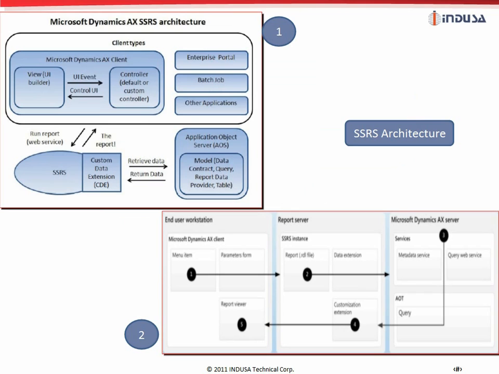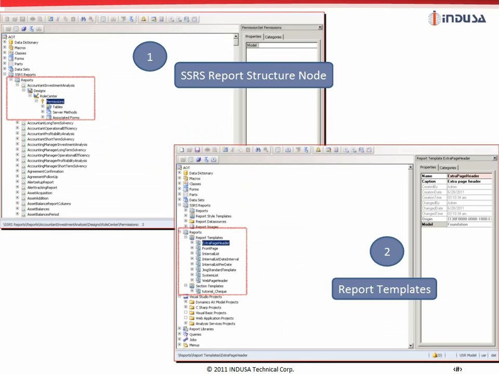The screenshot shown here shows the SSRS architecture. The second screenshot shows the path of the creation of the reports, starting from the menu items originating from AX client and end-user workstation, SSRS instance, and report server to the services section in the AX server. The SSRS report structure node shows a brief hierarchy within SSRS reports, which includes reports, accounts, investment analysis, designs, role center, permissions, and other nodes.